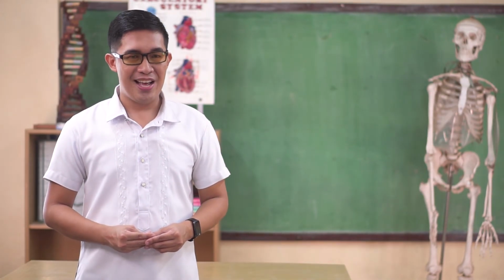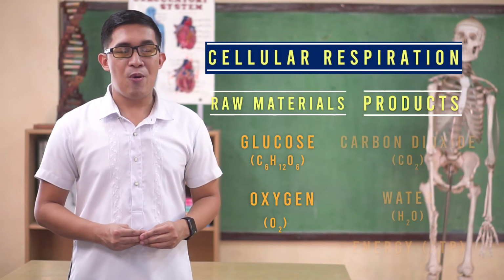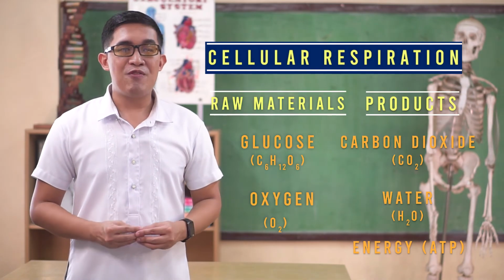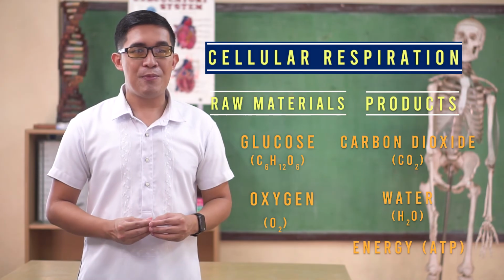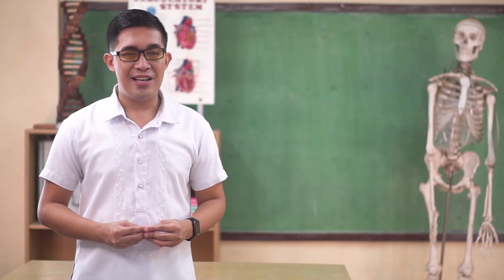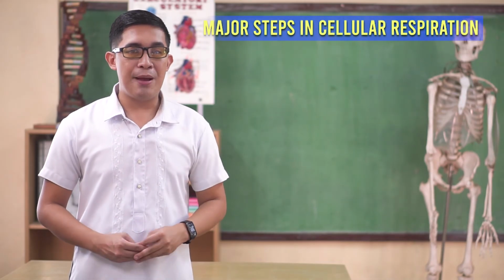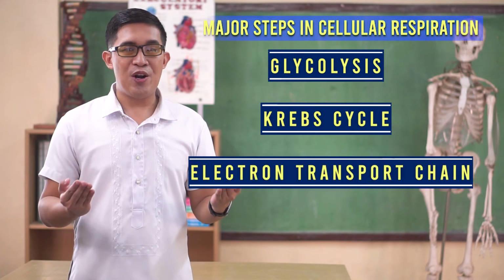On the other hand, cellular respiration breaks down glucose into carbon dioxide, water, and energy in the form of adenosine triphosphate or ATP in the presence of oxygen. The breakdown of glucose involves three major steps: glycolysis, Krebs cycle, and electron transport chain.